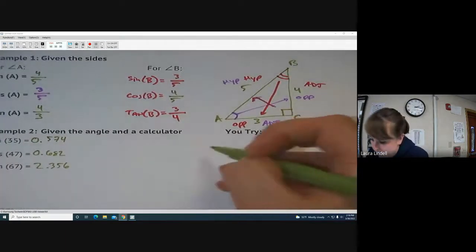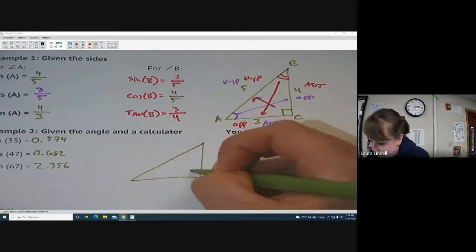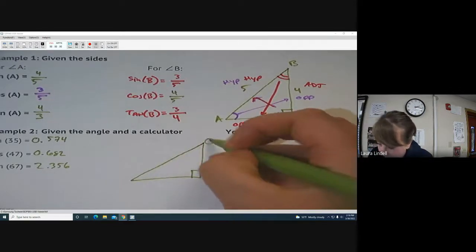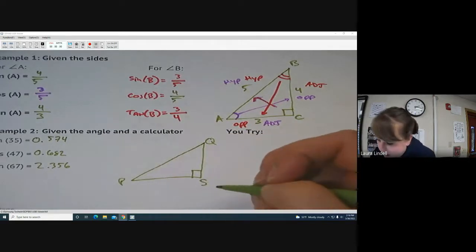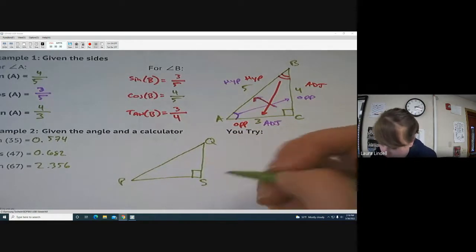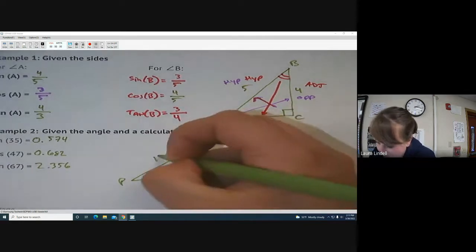So go ahead and draw a triangle. And we'll call this angle Q, angle P, angle S. And I'm going to say this side is 5, this side is 12, and this side is 13.